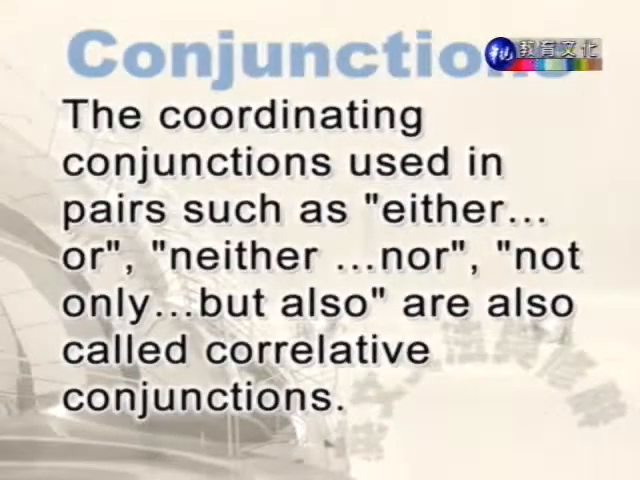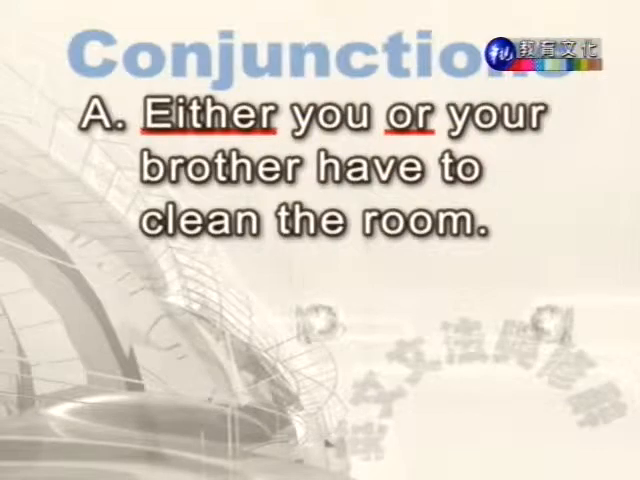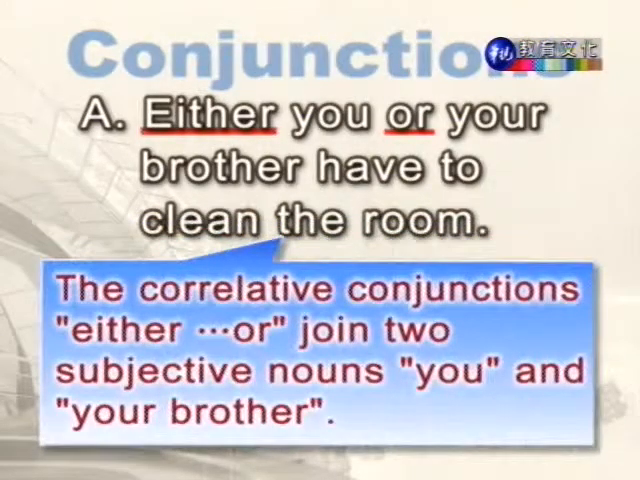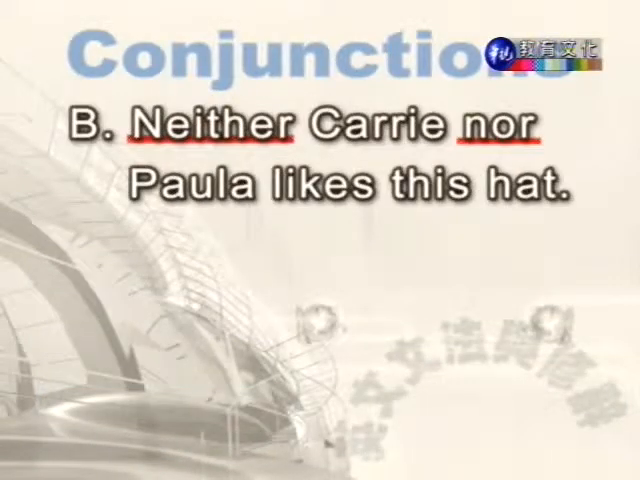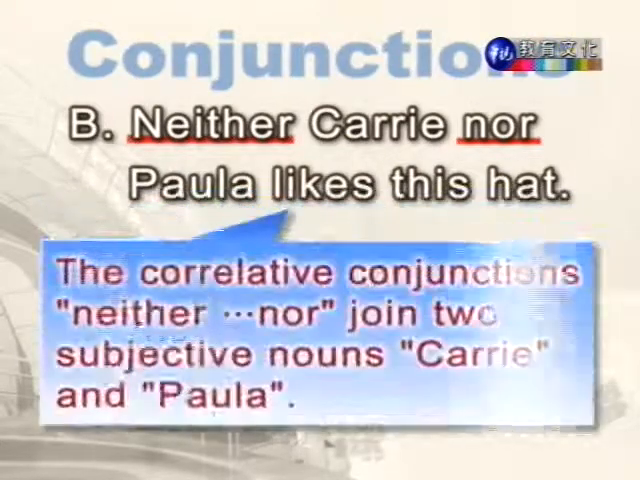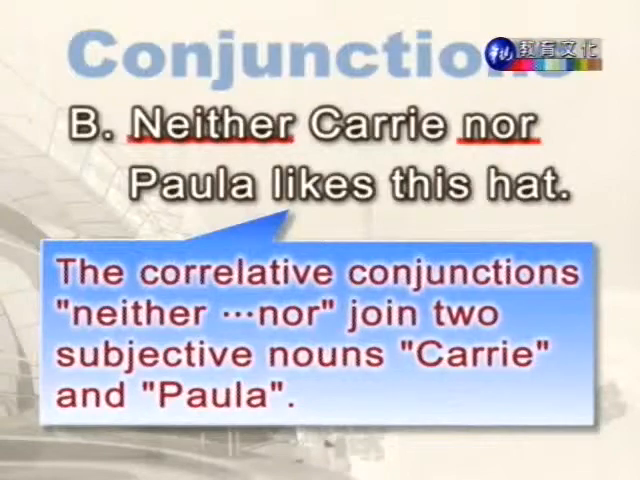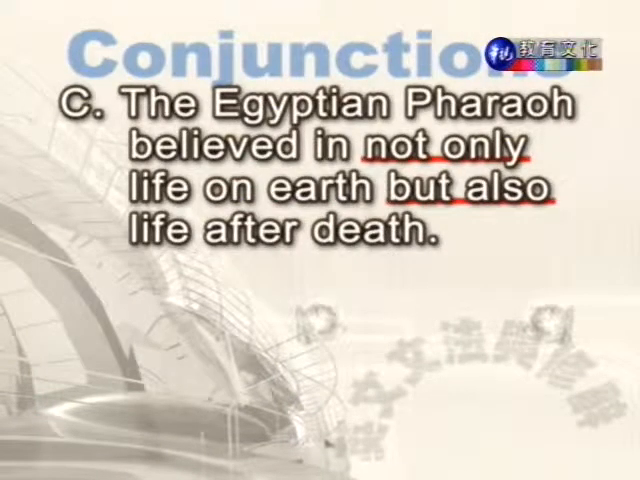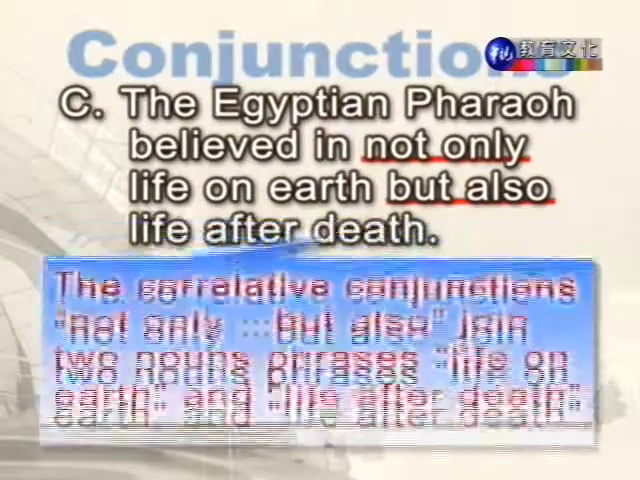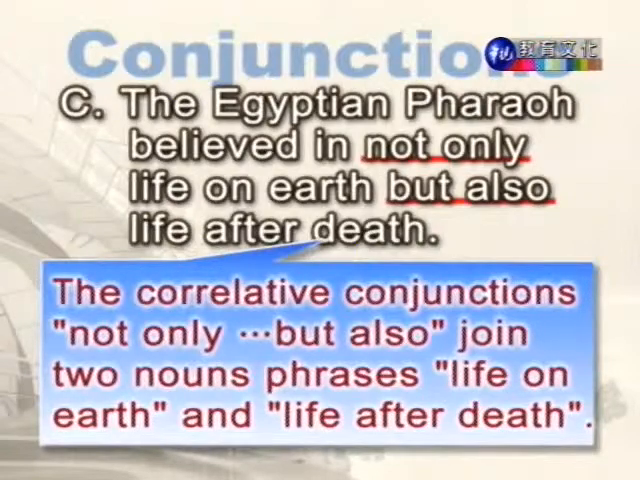The coordinating conjunctions used in pairs, such as either, or, neither, nor, not only, but also, are also called correlative conjunctions. Either you or your brother have to clean the room. The correlative conjunctions either or join two subjective nouns, you and your brother. Neither Carrie nor Paula likes this hat. The correlative conjunctions neither nor join two subjective nouns, Carrie and Paula. The Egyptian pharaoh believed in not only life on earth, but also life after death. The correlative conjunctions not only but also join two noun phrases, life on earth and life after death.